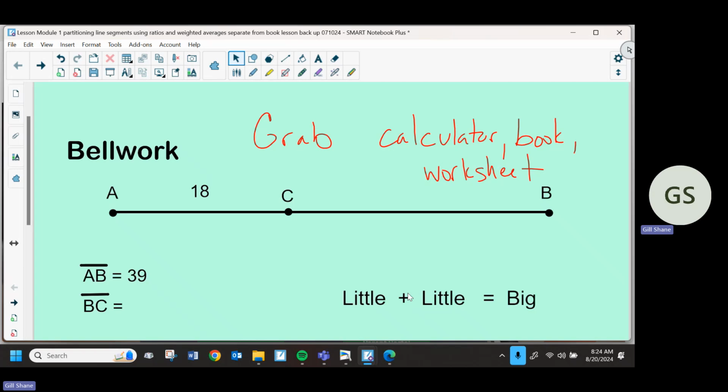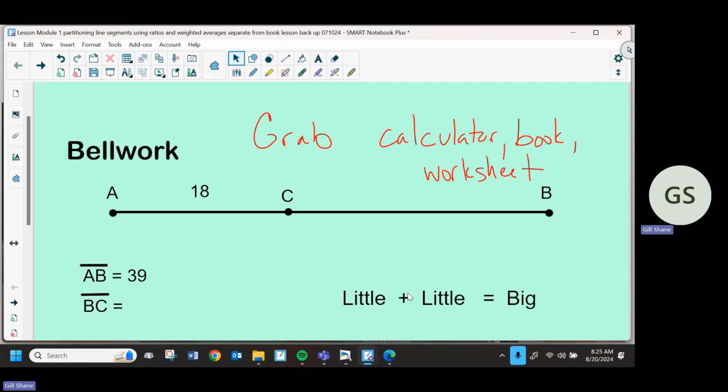This smaller segment that we created plus this smaller segment that we created has to still equal the length of the original. We didn't change. All we did is put a point there. We didn't change the length of it in any way by putting that point there. We just now created 2 segments. These 2 smaller segments have got to add up to the big segment that we had originally. That's what I said I would call little plus little equals big.